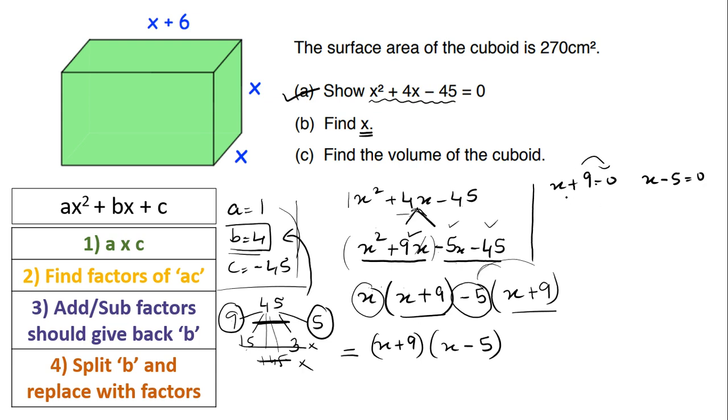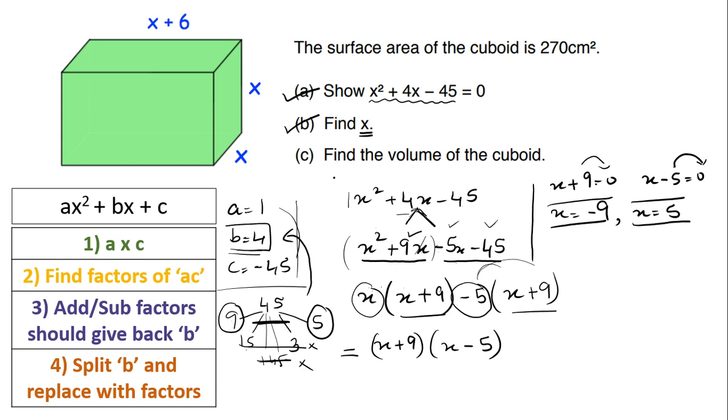Now 9 goes to the other side, so x is equal to, there's a positive 9 here, goes to the other side, turns into negative, so x is equal to minus 9, or x minus 5 equals 0, negative 5 goes to the other side, turns into positive, and x is equal to positive 5. That's pretty much it. I got my value of x. When it says find x, I got x equals either negative 9 or x equals positive 5.